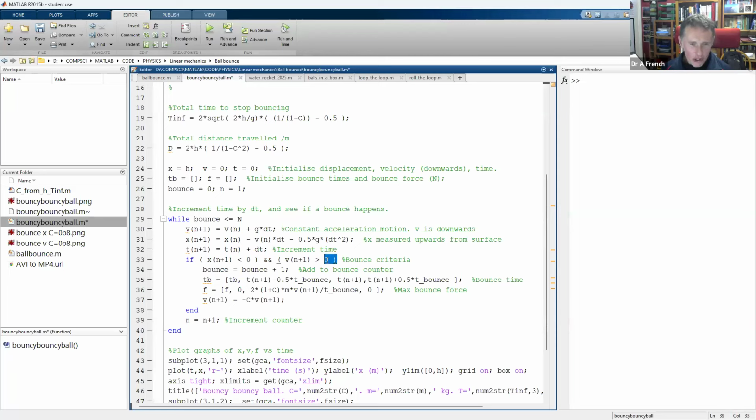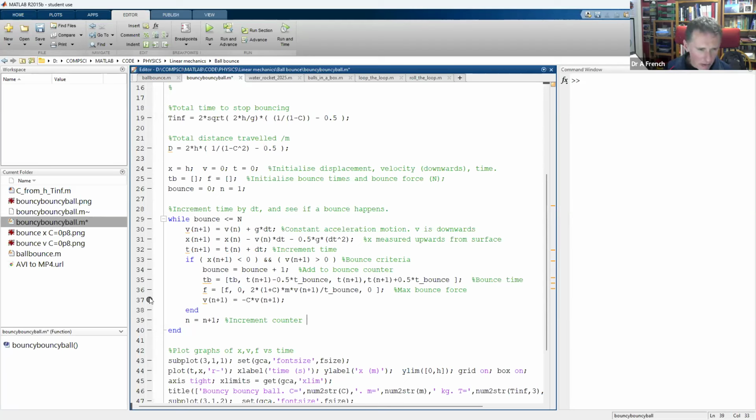So we've got a logical condition here, and I'm using an if statement, which is very similar to many languages. So if the next value of my displacement, x n plus 1, is negative, and the next velocity is positive, then I've got a bounce. So what do I do? Well, I'm going to add 1 to my bounce counter. A counter is a nice thing. This is just an integer. And this little bit of code here tells me what the time is and what the force is for my bounce.